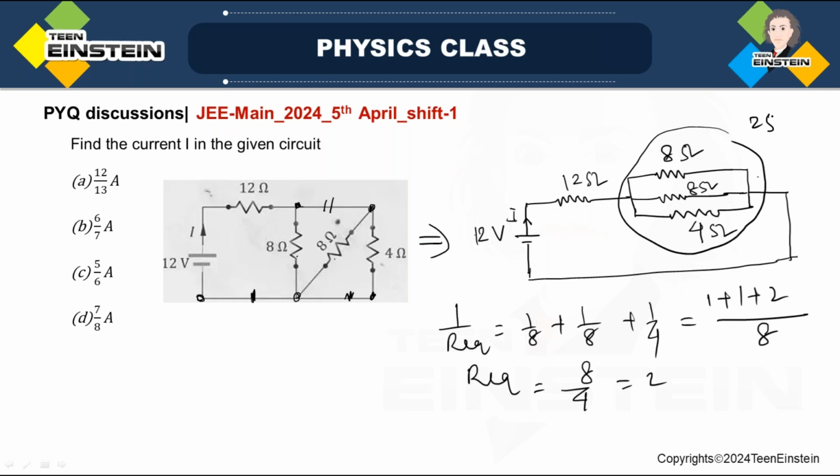That 2 ohm is connected in series with the 12 ohm. So what is the ultimate resistance in the circuit? That is 12 plus 2 ohm. That means the total equivalent resistance is 14 ohm for the circuit, right? So now let us erase this point.